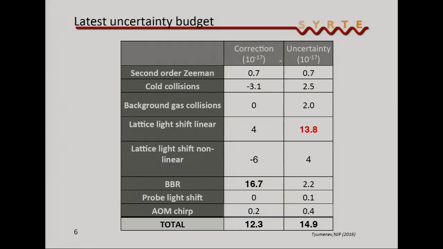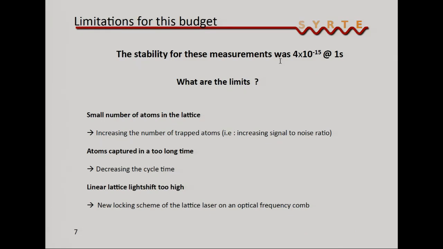So what are the other limits for this budget? The stability for these measurements, when it was taken, was 4 times 10 to the minus 15 at 1 second. And several aspects explain this relatively high instability. First, we had a small number of atoms in the lattice. So one solution could be to increase the number of trapped atoms, and as a consequence, we will increase the signal-to-noise ratio. On top of that, these atoms were few in number and were captured over too long a time. So one solution could be to decrease the cycle time, and I will explain later what we decreased.